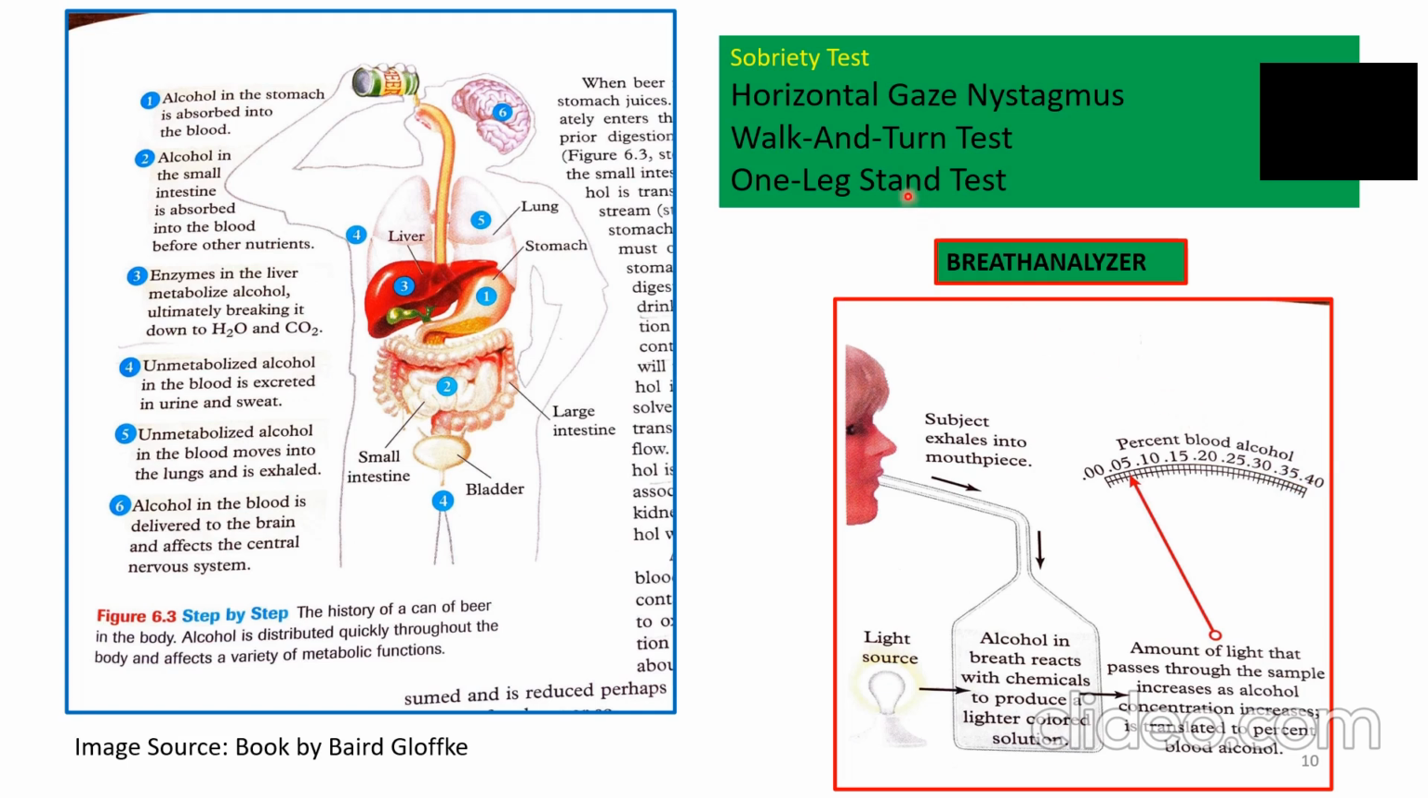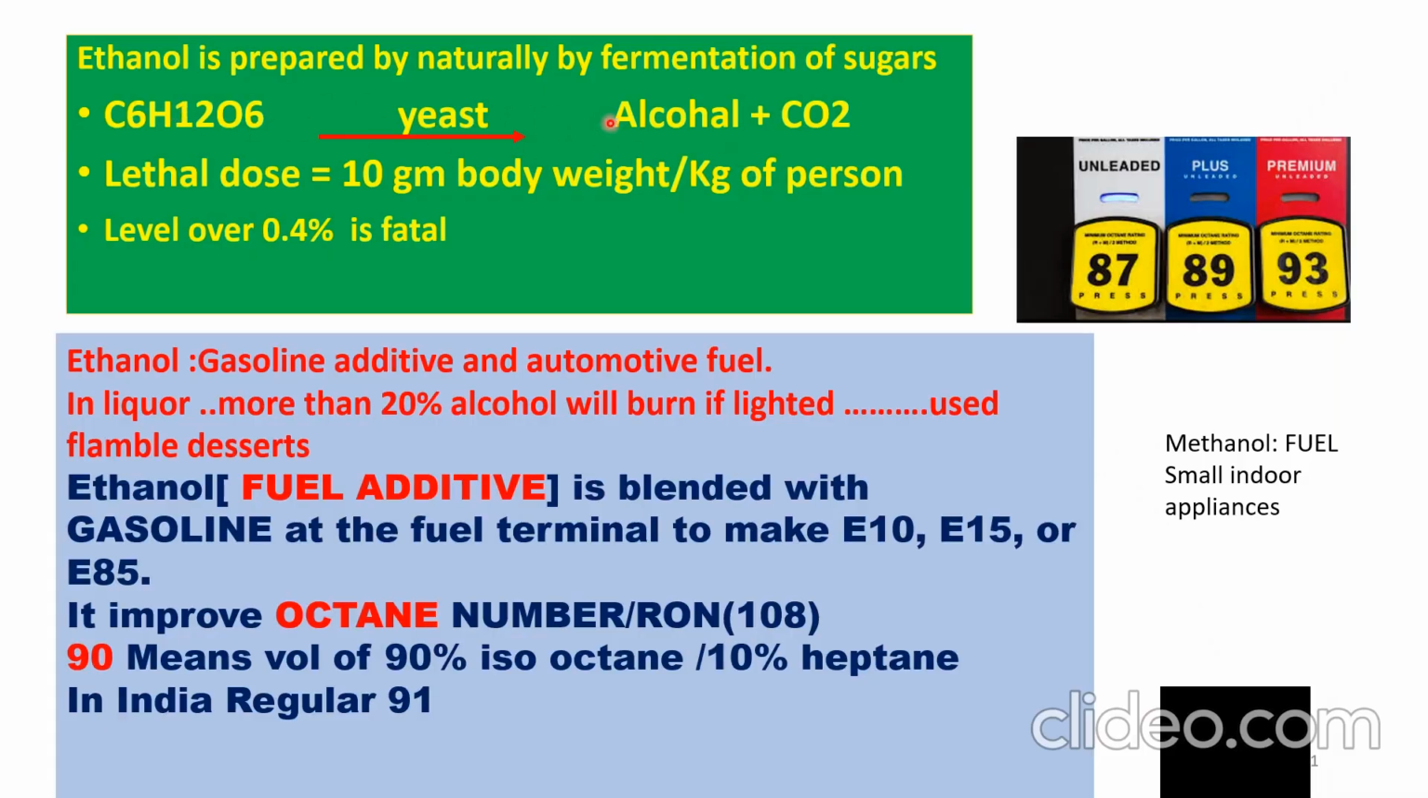A sobriety test is also done by the police officer, such as the horizontal gaze nystagmus, walk and turn test, and one leg stand test also. Ethanol is naturally prepared by fermentation of sugar. The lethal dose of alcohol is 10 gram per kg of body weight of a person. And if the level of alcohol in the blood goes above 0.4%, it becomes fatal.